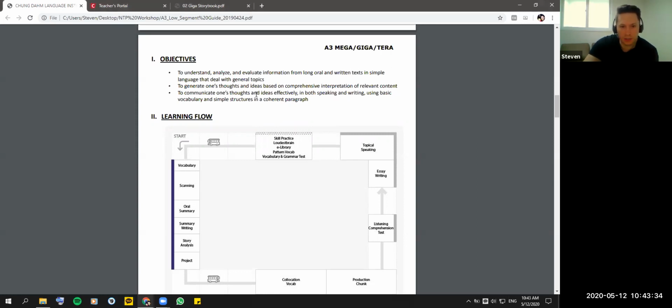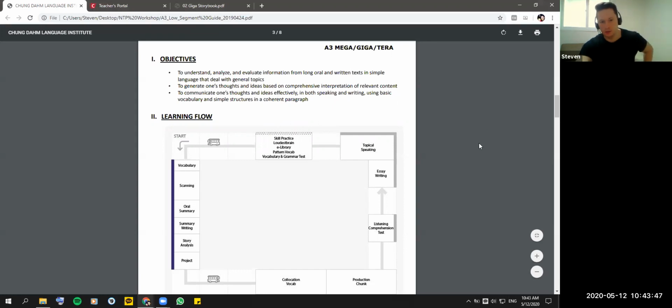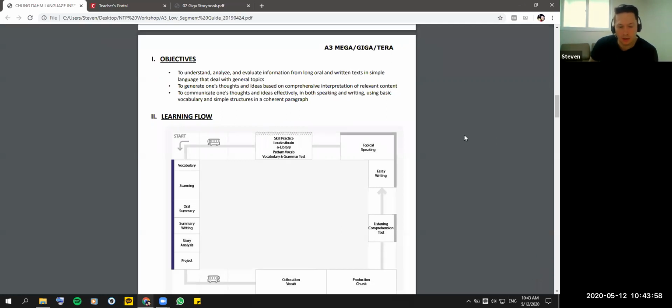To communicate one's thoughts and ideas effectively in both speaking and writing using basic vocabulary and simple structures in a coherent paragraph. The simple way to put this is there's going to be a reading passage, and your job is to really get in there and dissect it and make sure the kids understand what's happening, the different viewpoints in it, the different arguments that are made. That applies to higher levels like A3 mid, and to be able to summarize it orally and in written form.